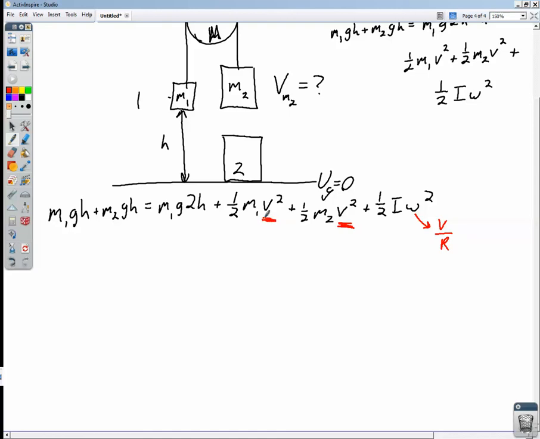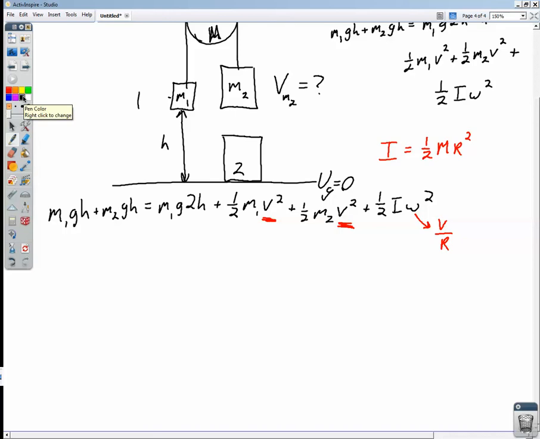The other thing to recognize is we're going to assume that this pulley wheel is a disk. So I for the pulley wheel is given by the textbook as I for a disk or a cylinder, and that's going to be 1/2 times m r squared. So we're going to plug that in for I. We're going to plug in v over r for omega, and we're going to do some combining.